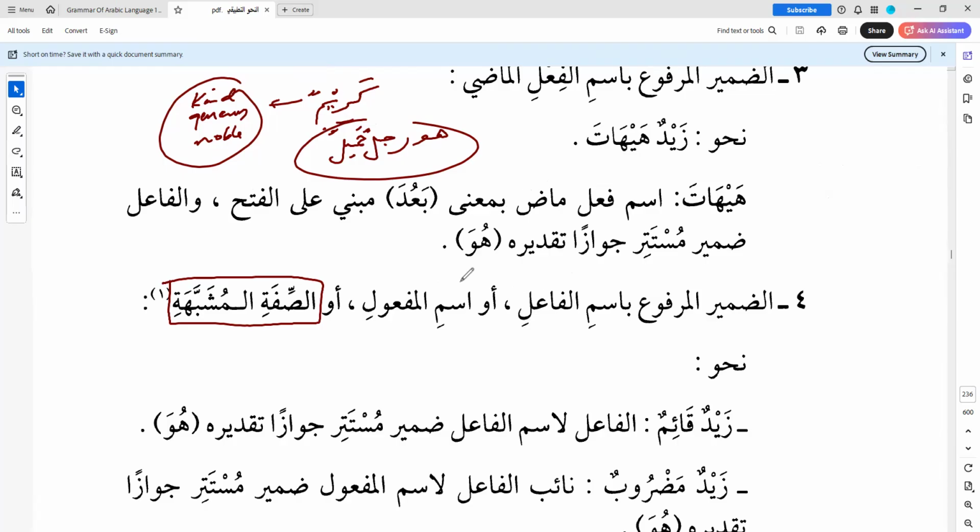So اسم الفاعل, اسم المفعول and then صفة المشبهة can also stimulate ضمير مستتر جوازا. So let's look at it. زيد قائم. The قائم is اسم فاعل. الفاعل اسم الفاعل ضمير مستتر جوازا تقديره هو.